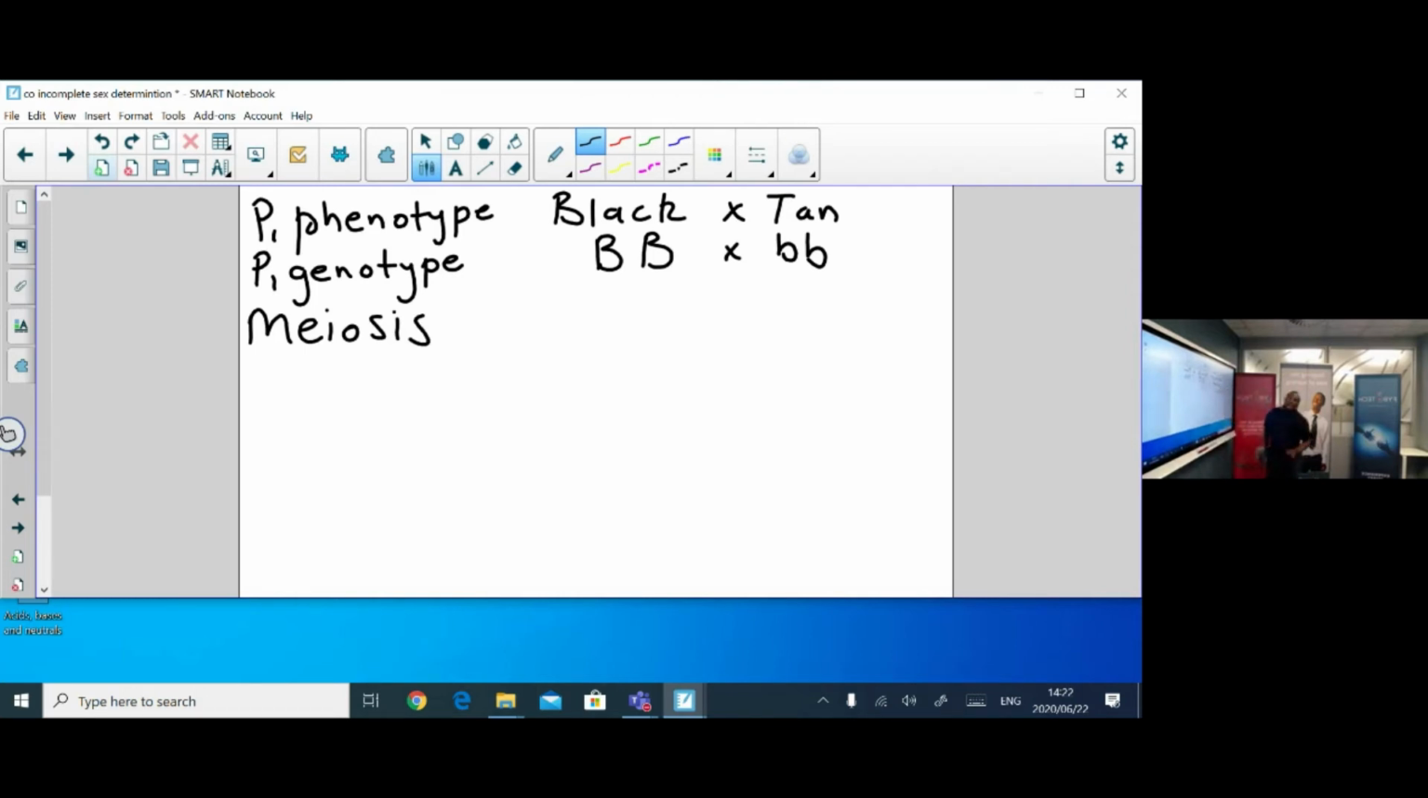I get B. I get a small b there. I get another small b there as well. Correct. Next, I show random fertilization using crosses.